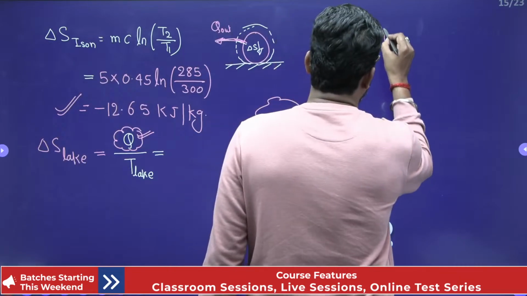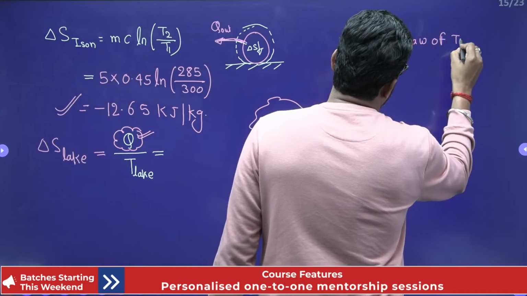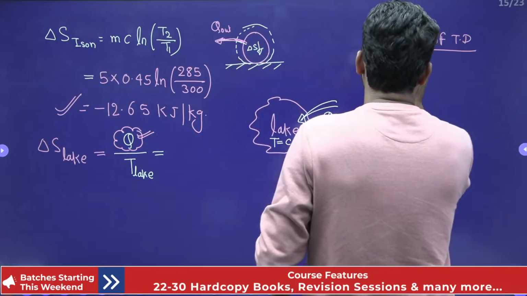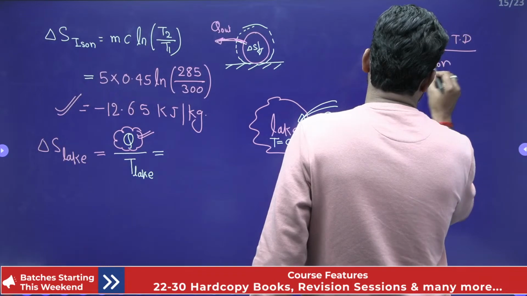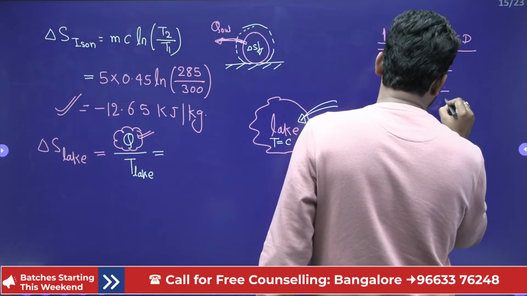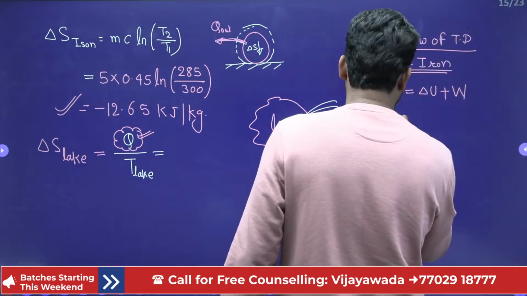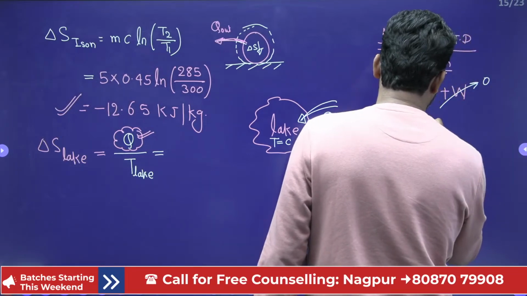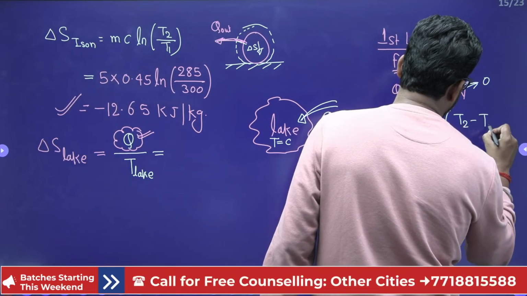Apply the first law of thermodynamics for iron. Q is equal to delta U plus W. So what is Q? You have to find it. There is no work transfer, so W is 0. Delta U is the mass of the iron, C, into T2 minus T1.